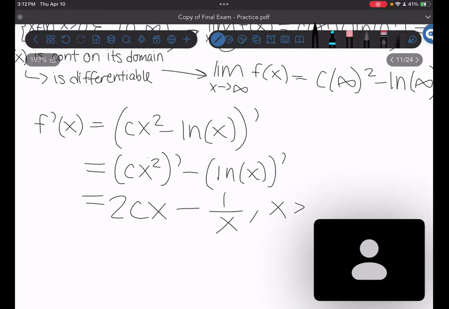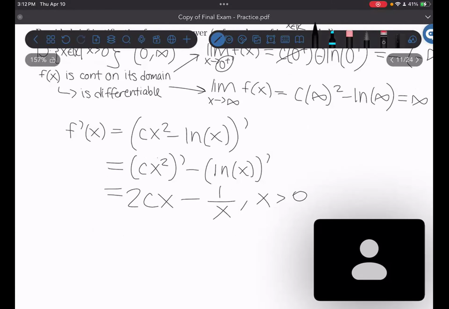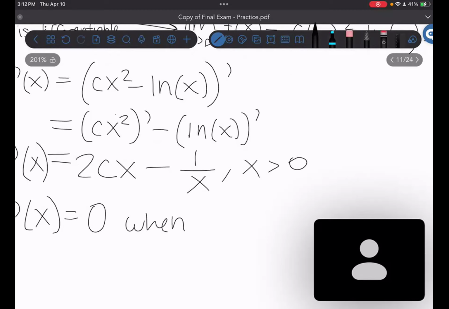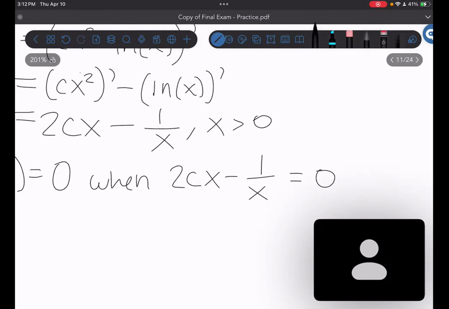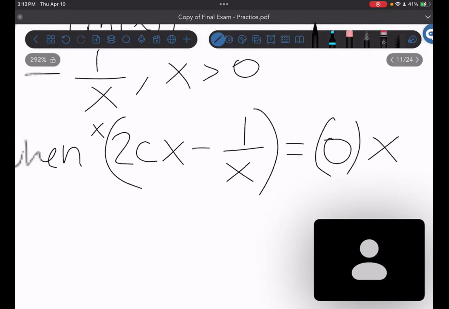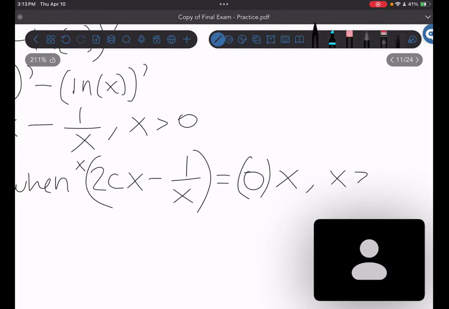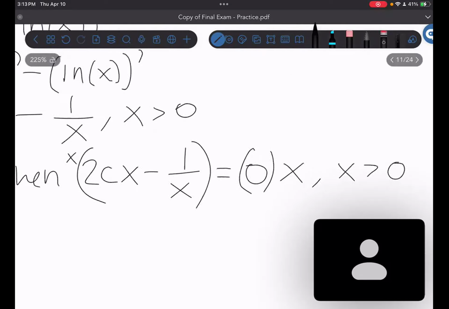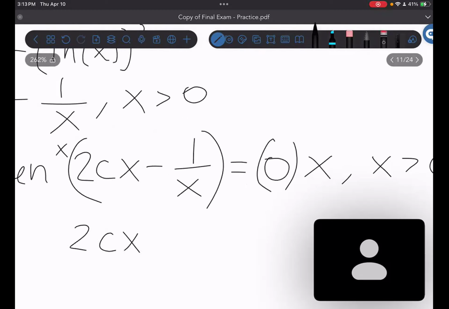And we know that x is greater than 0. All right, so my f prime of x would equal 0 when 2cx minus 1 over x would equal 0, right? So I'm going to multiply both sides by x because I don't like to deal with fractions. And we can do this, right? Because my x is greater than 0. It does not equal 0. So we're okay. So it's going to be 2cx squared minus 1 equals 0.